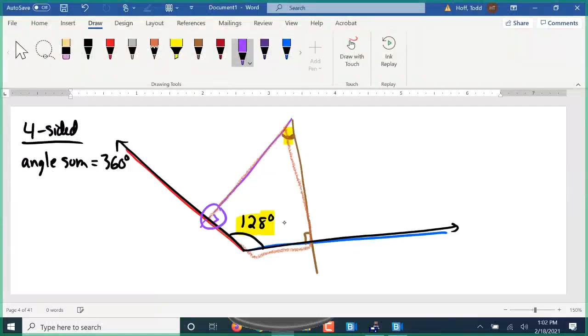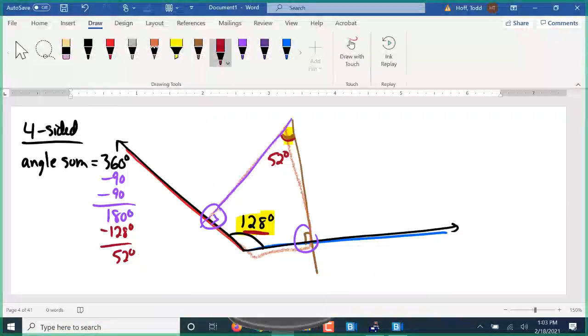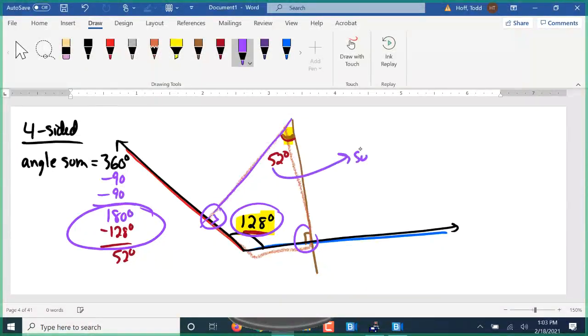So I have 90 and 90 there. That leaves me with 180 degrees. So from that, the only thing I'd have to do to find this other angle is subtract the 128 degrees, giving me 52 degrees. Once again, what it came down to was taking this angle and subtracting it from 180 degrees. This angle here is the supplement.